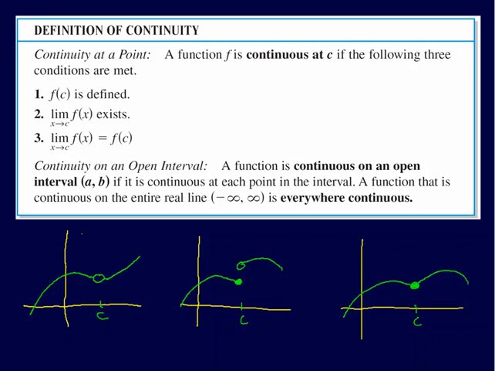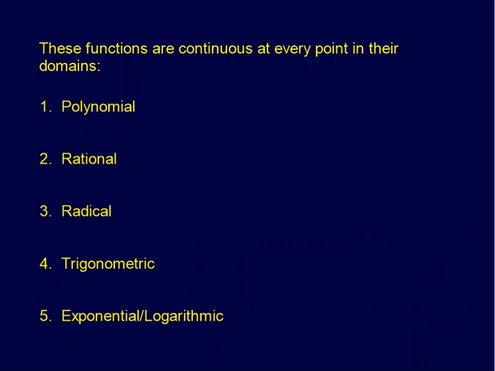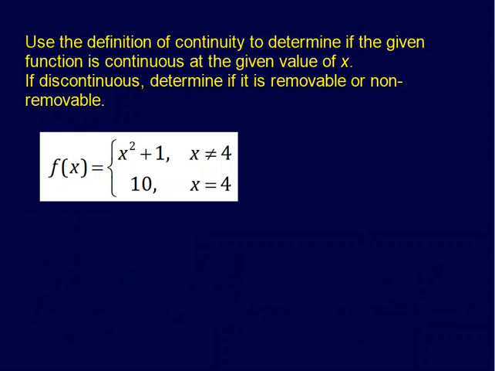Okay, so we're going to investigate this now by showing you a couple of examples where the function is defined in different parts, and we want to determine, is this function continuous? When it says at the given value of x, we're assuming it means at the place where the rule in place for the different parts of the function is changing. And in this one, the important number is 4.